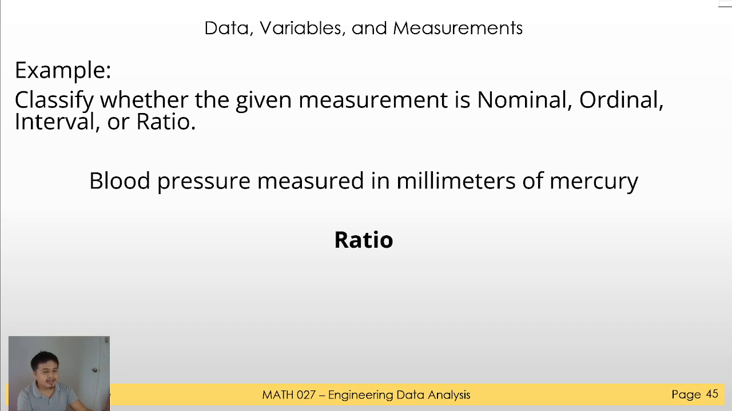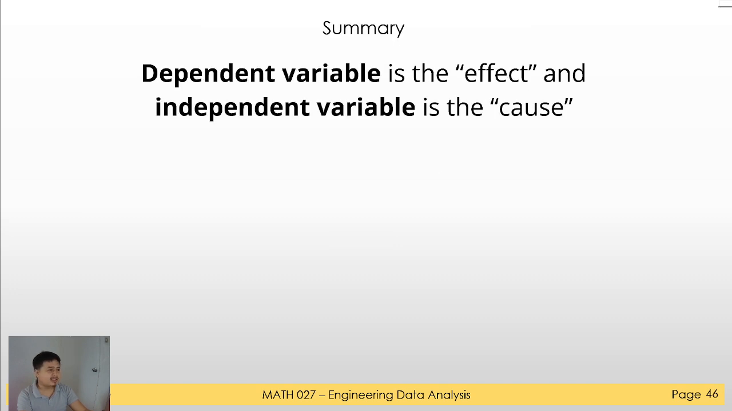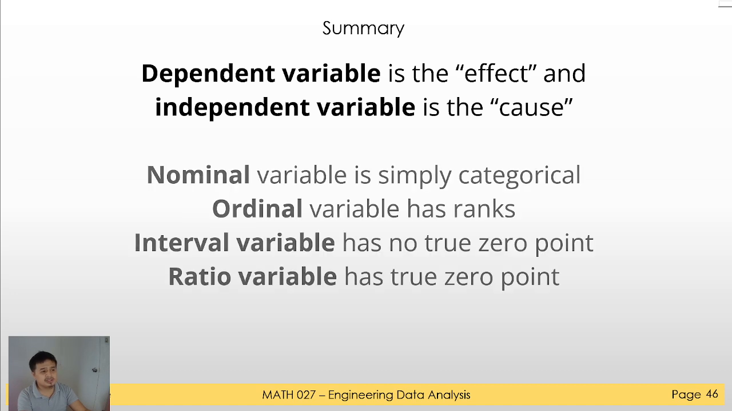Okay, so to summarize, the dependent variable is the effect, and the independent variable is the cause. Nominal variables are categorical. Ordinal variable has ranks. Interval variable has no true 0 point. Ratio variable has true 0 point.